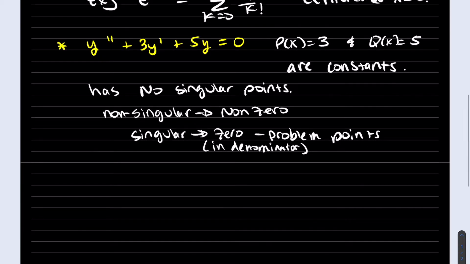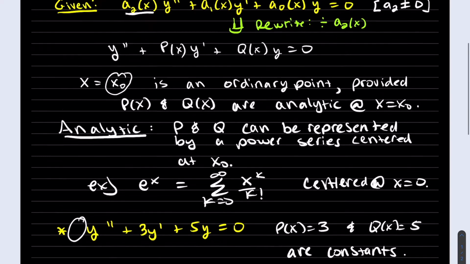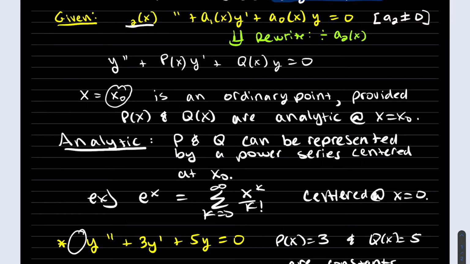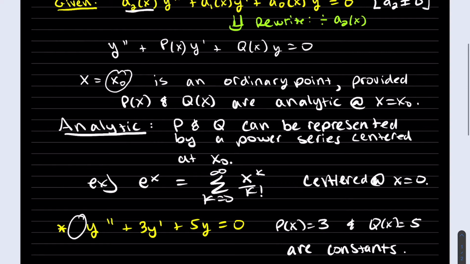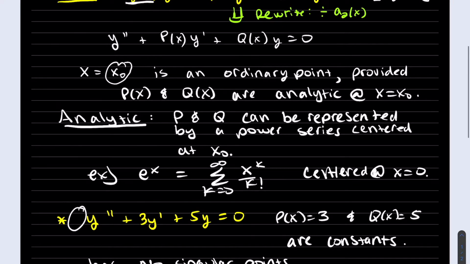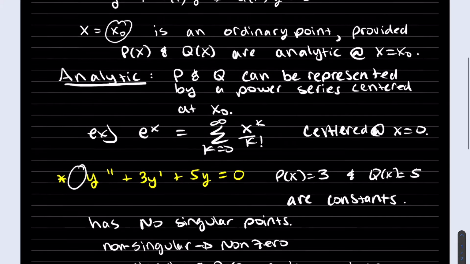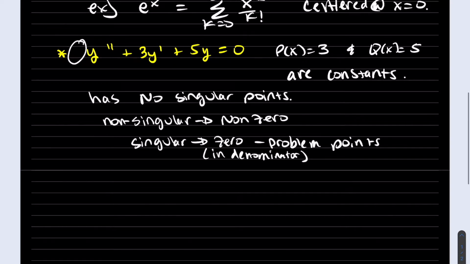You can think of singular as 0 if it started off here. There are points in a2 of x, because when you divide through by a2 of x, then you've got your zeros in the denominator. But that's just one case where we can come up with a singular point. a1 of x, by itself, could have some problem points that are undefined. That could be singular.